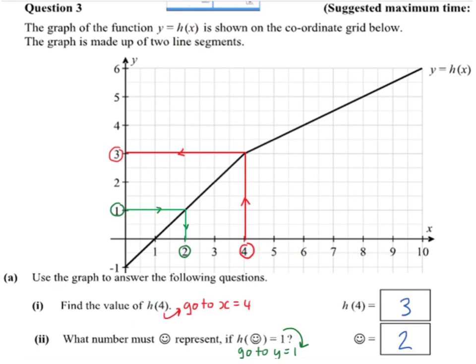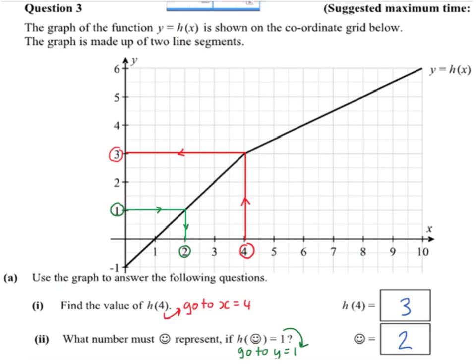Now part 2 says, what number must smiley face represent if h of smiley face is equal to 1? Now it can be a smiley face or it can be any symbol, it can be a letter, they just have a smiley face in this example. But if we look back at our equation, y equals h of x, and we now have h of smiley face is equal to 1, well, we can just say y is equal to 1. So this is the same thing as saying h of x is equal to 1 or y is equal to 1.